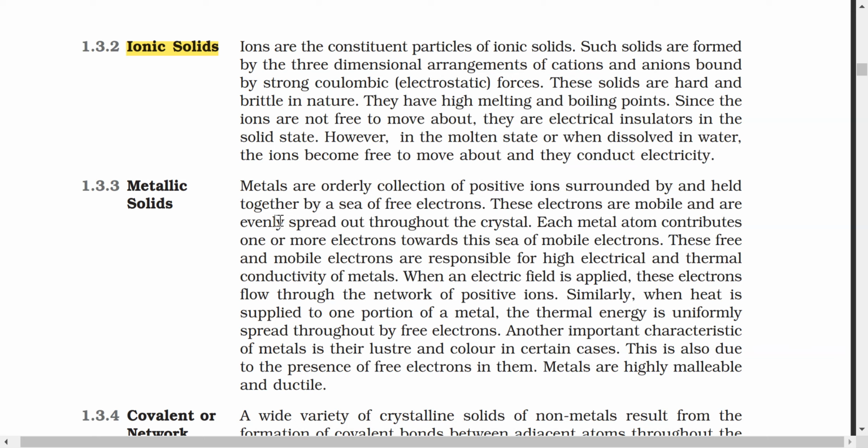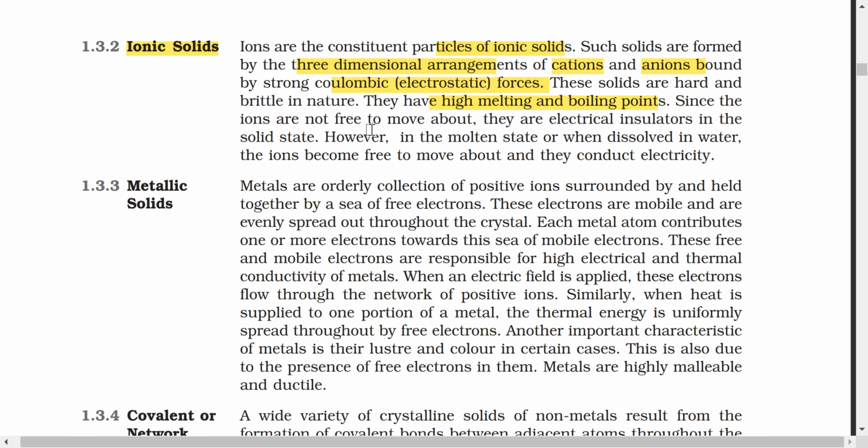So in this case, ions will be the constituents of the solid. So ions are the constituent particles of ionic solids. Such solids are formed by the three-dimensional arrangement of cation and anion. Obviously, ions लेने हैं, तो positive or negative, bound by strong coulombic or electrostatic forces. हमें पता है electrostatic forces ही strong होते हैं सबसे ज़्यादा. These solids are hard and brittle in nature. They have high melting and boiling points.